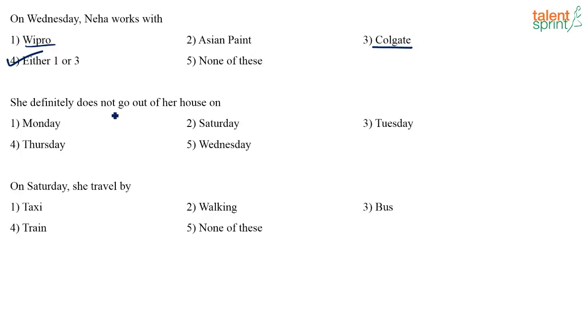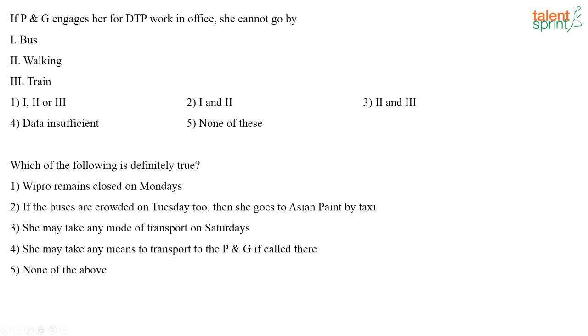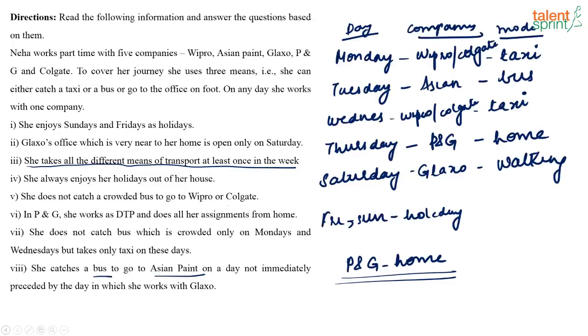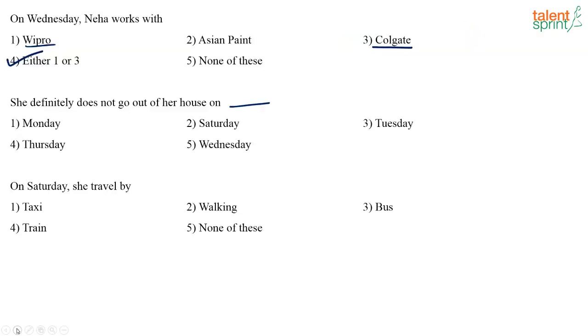She definitely does not go out of her house on dash. See, here there was one more line that was given. What had they mentioned here? They said that she enjoys her Sundays and Fridays as holidays, and she always enjoys her holidays out of her house. So which is the only day for sure she will stay at home? She will stay at home only on Thursday. That is when she is working for Procter & Gamble. That is option 4.